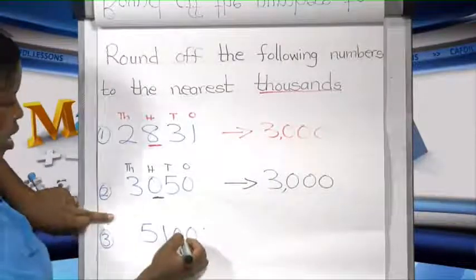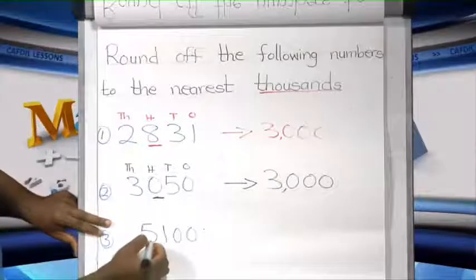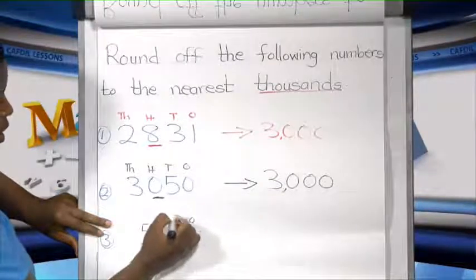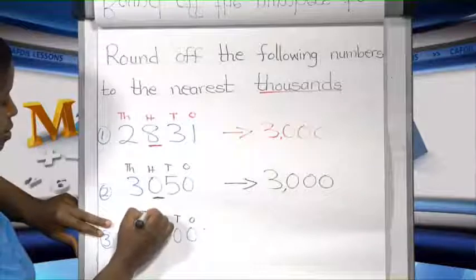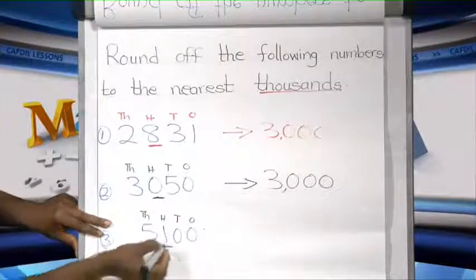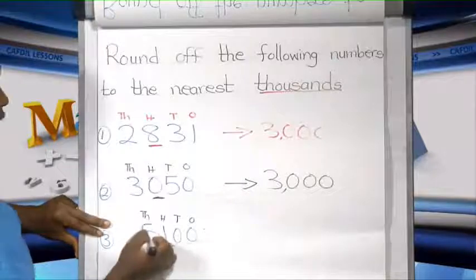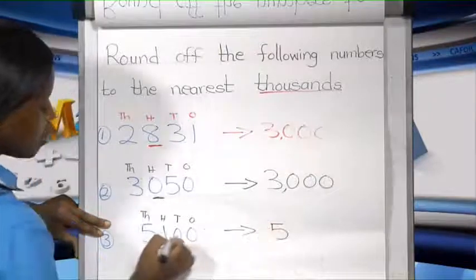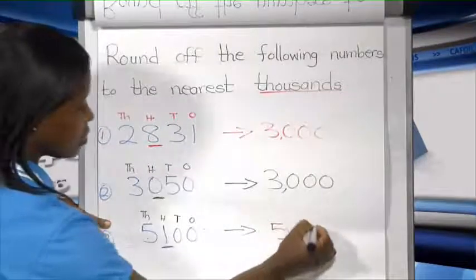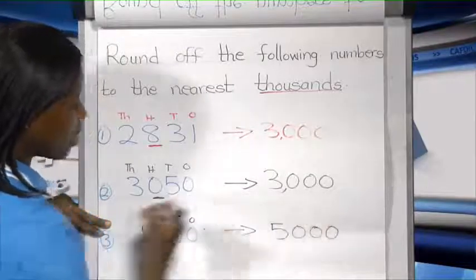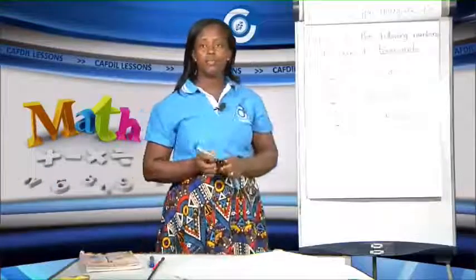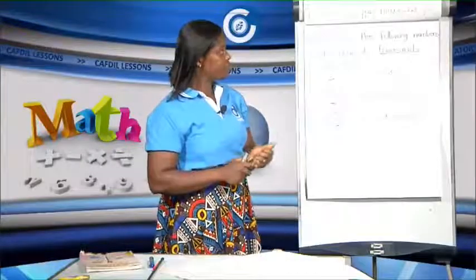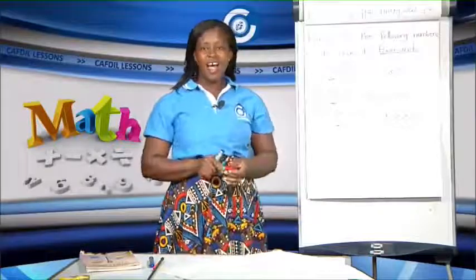And the last one, ones, tens, hundreds, thousands. Our target is here. It is less than 5. So let's maintain this number at the thousands place, which is 5, and write the rest as zeros. So we will get 5,000. Remember the objective: to the nearest 100,000s, 10,000s, thousands, and then hundreds.